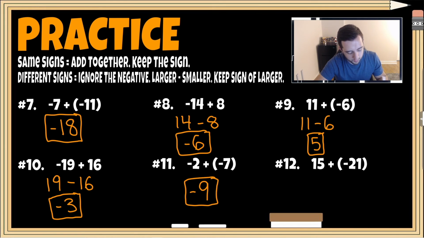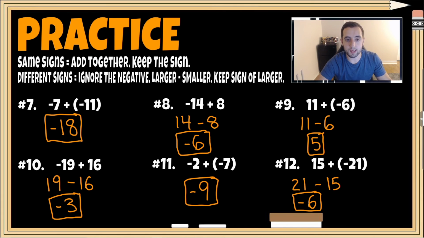And finally, our last one for number 12, different signs. Ignore your negative. Which one's larger? Well, 21 is, so 21 minus 15 is going to give us 6. Go back and take a look at your larger number. Well, 21 was negative, so my final answer needs to be negative as well.